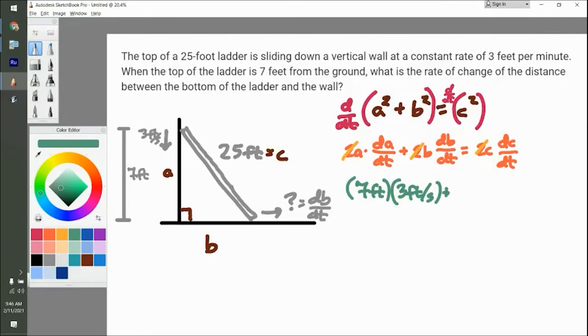B is not given, but how can we find it? It's 24, but how can we find it? Help everyone at home here. Yep. You can use A squared plus B squared equals C squared to get that this B right here is equal to 24 feet. It's a Pythagorean triple. These problems tend to be on the non-calculator part of the test. So they usually use 3, 4, 5 triangles or any other Pythagorean triple.